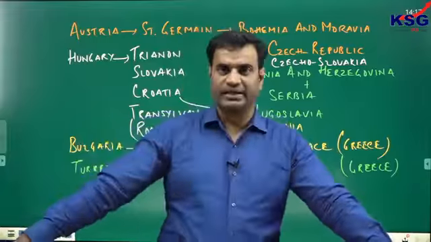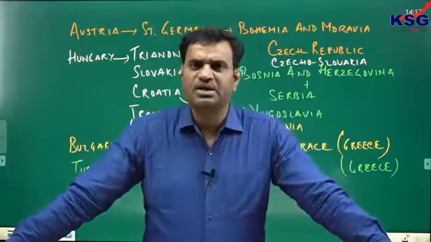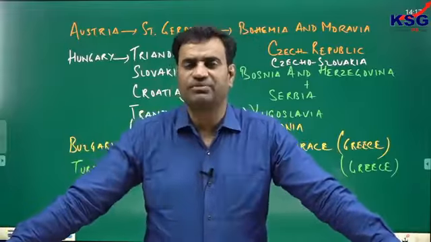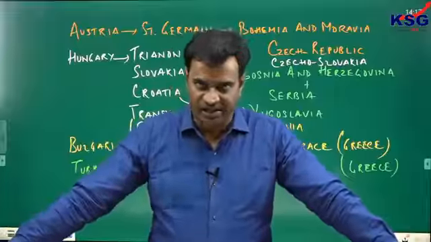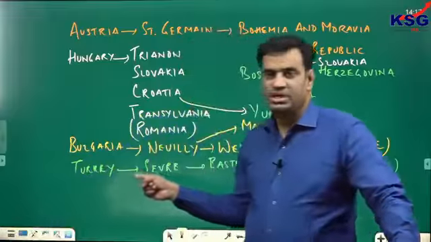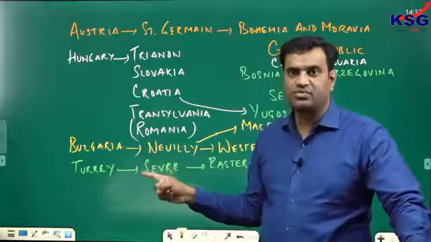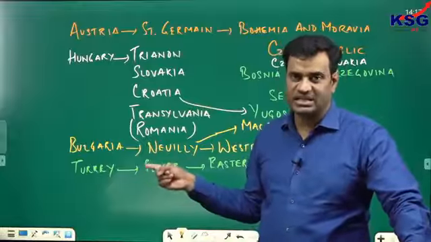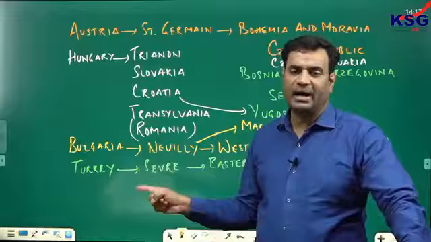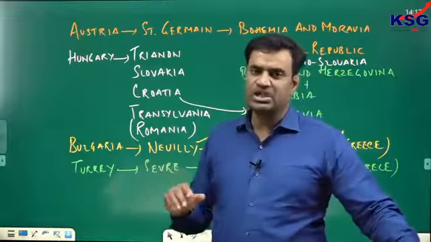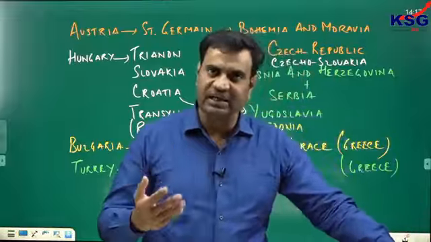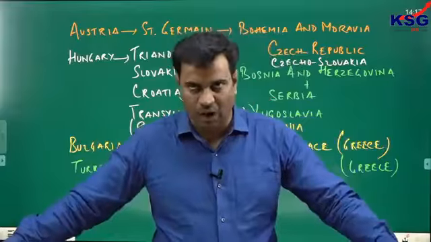Now, the Paris Peace Conference is important for one another reason. That reason is that Turkey was forced to accept this treaty. Why? We had discussed Turkey surrendered in the First World War due to the decline and disintegration of the large Ottoman Empire headed by Turkey.